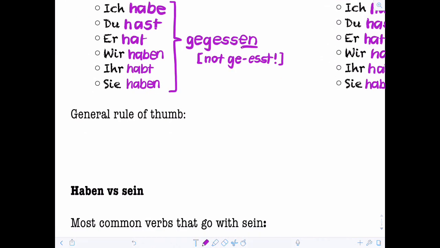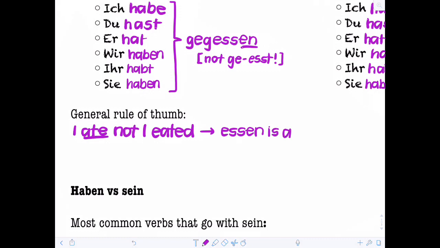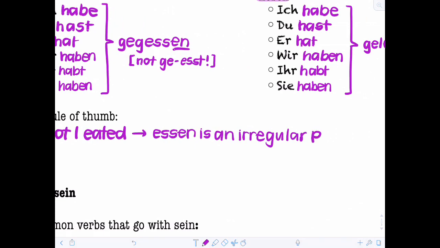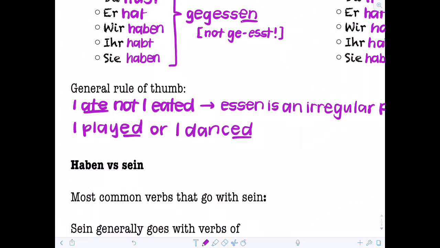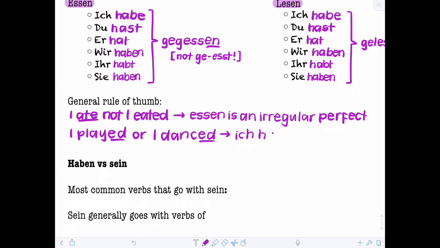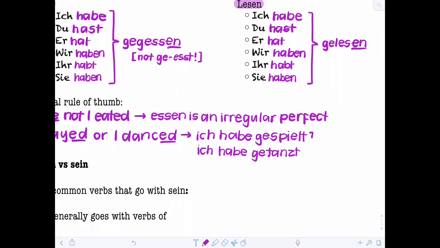So there is a general rule of thumb, but this is extremely general. If in English the perfect is not "I [verb]-ed", it's likely to be irregular in German. This doesn't work all the time, but it can work sometimes. So for example, you don't say "I eated". So it's likely that in German the verb for eat is going to be irregular, and it is. Essen is gegessen, not geesst. However, in English, play and dance are regular because you say "I played" and "I danced". So the verbs to play and to dance in German are likely to be regular, and they are. Ich habe gespielt und ich habe getanzt.